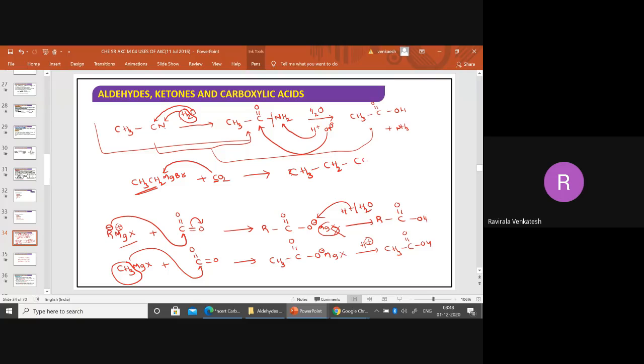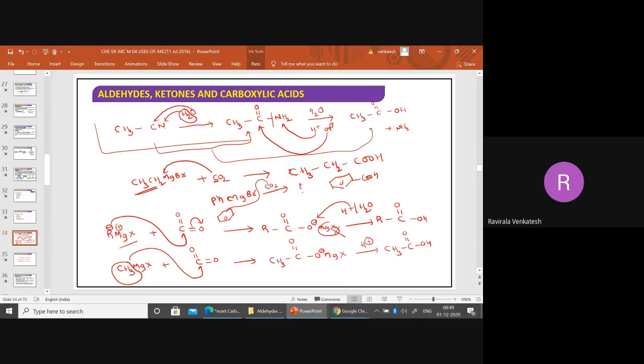CH3CH2COOH. For example, if I take Ph-MgBr, phenyl magnesium bromide, Grignard reagent, reacting with carbon dioxide. Now, what is the name of the product? Benzoic acid. Because this phenyl is nothing but like this, no? Attacking over the carbon, what we get here? Benzoic acid. We get this one.